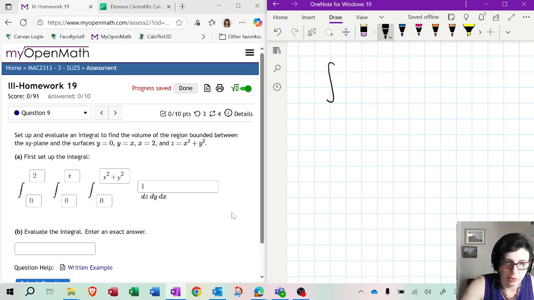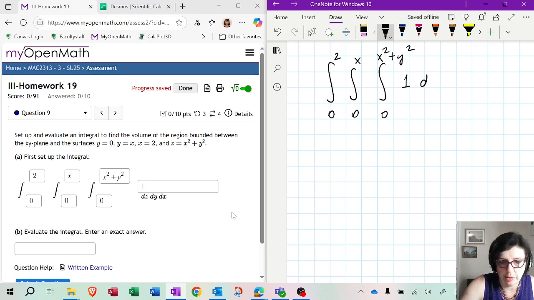Okay, so let's go 0 to 2, and then 0 to x, and then 0 to x squared plus y squared, and then this is just 1 dz dy dx. Okay, and again, what is this? This is the bottom surface, z equals 0. This is the top surface, x squared plus y squared.